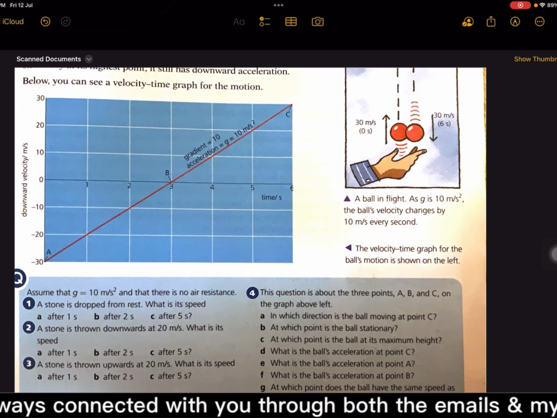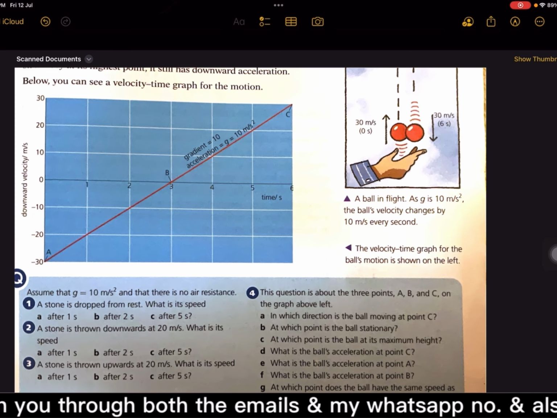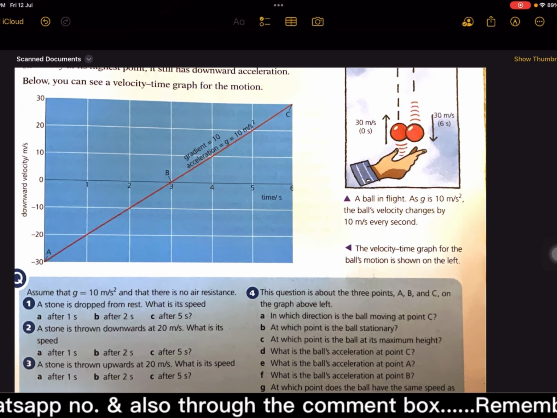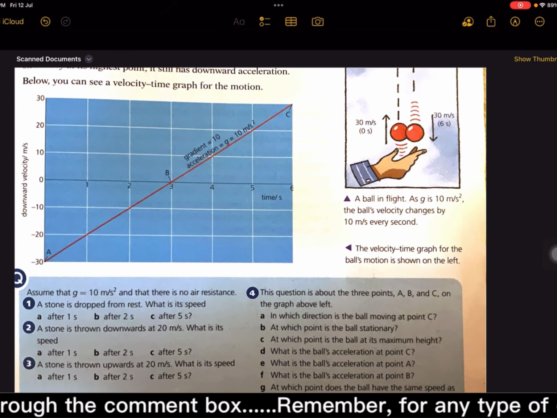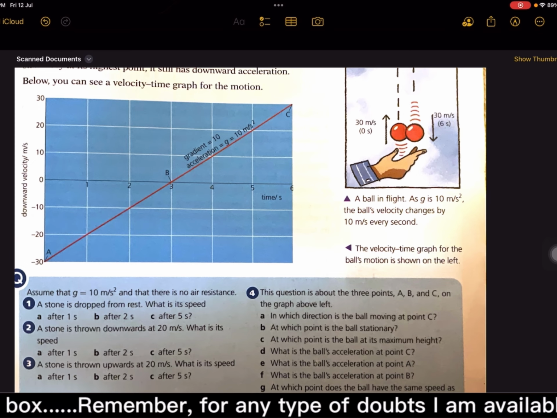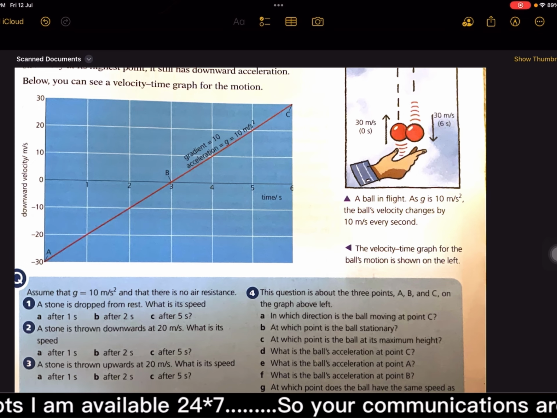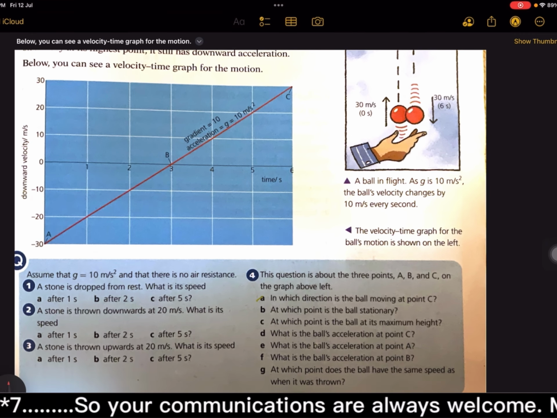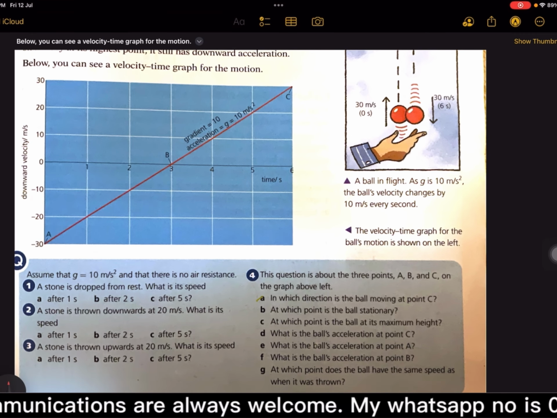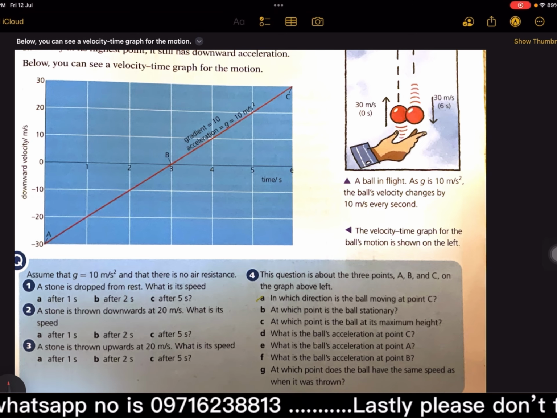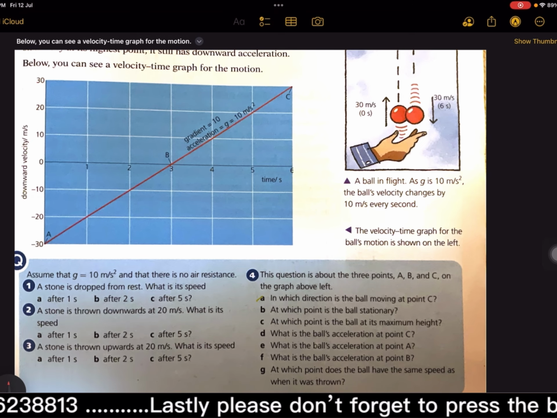A gradient is equal to 10. What do you mean by gradient? Slope of the v-t graph is acceleration. And here acceleration is g. At which point is the ball at its maximum height? Also point B. At which point is the ball stationary? It will be B only, when it's at its highest point. Also B.